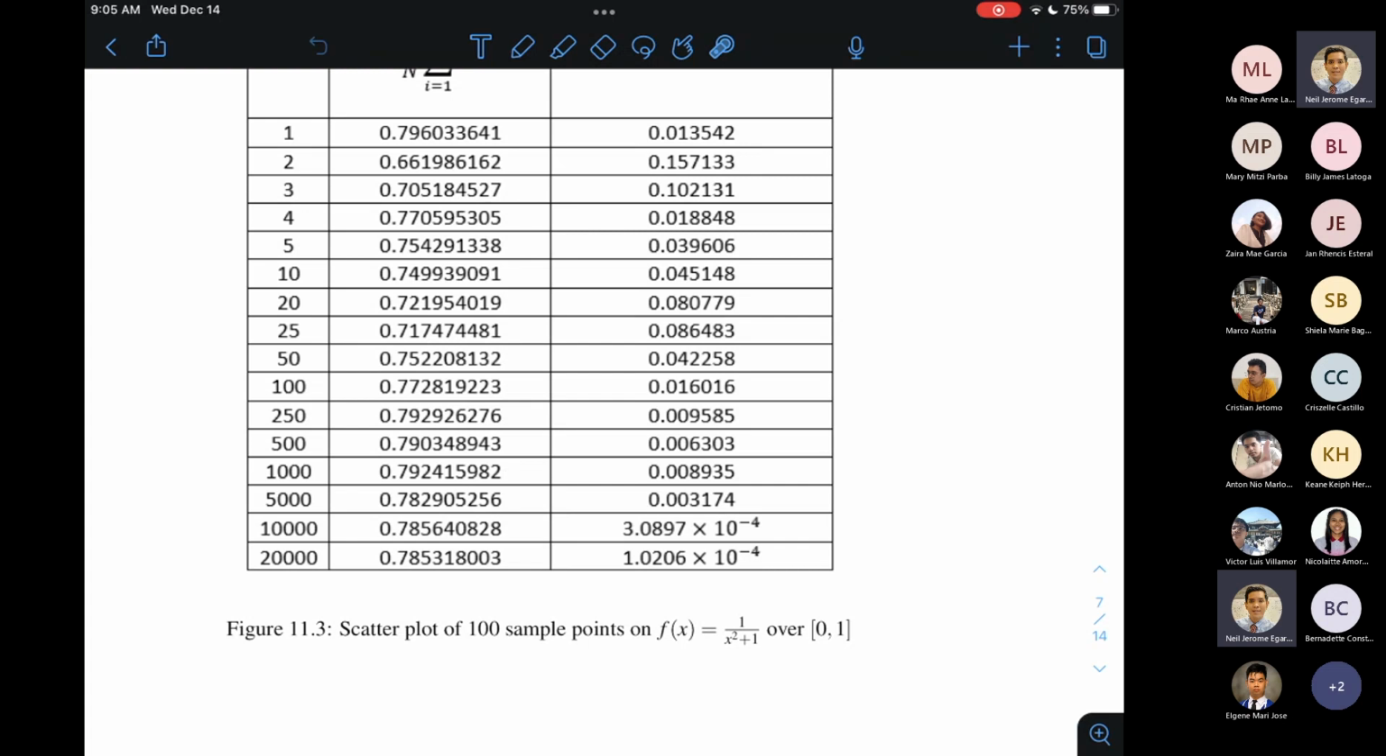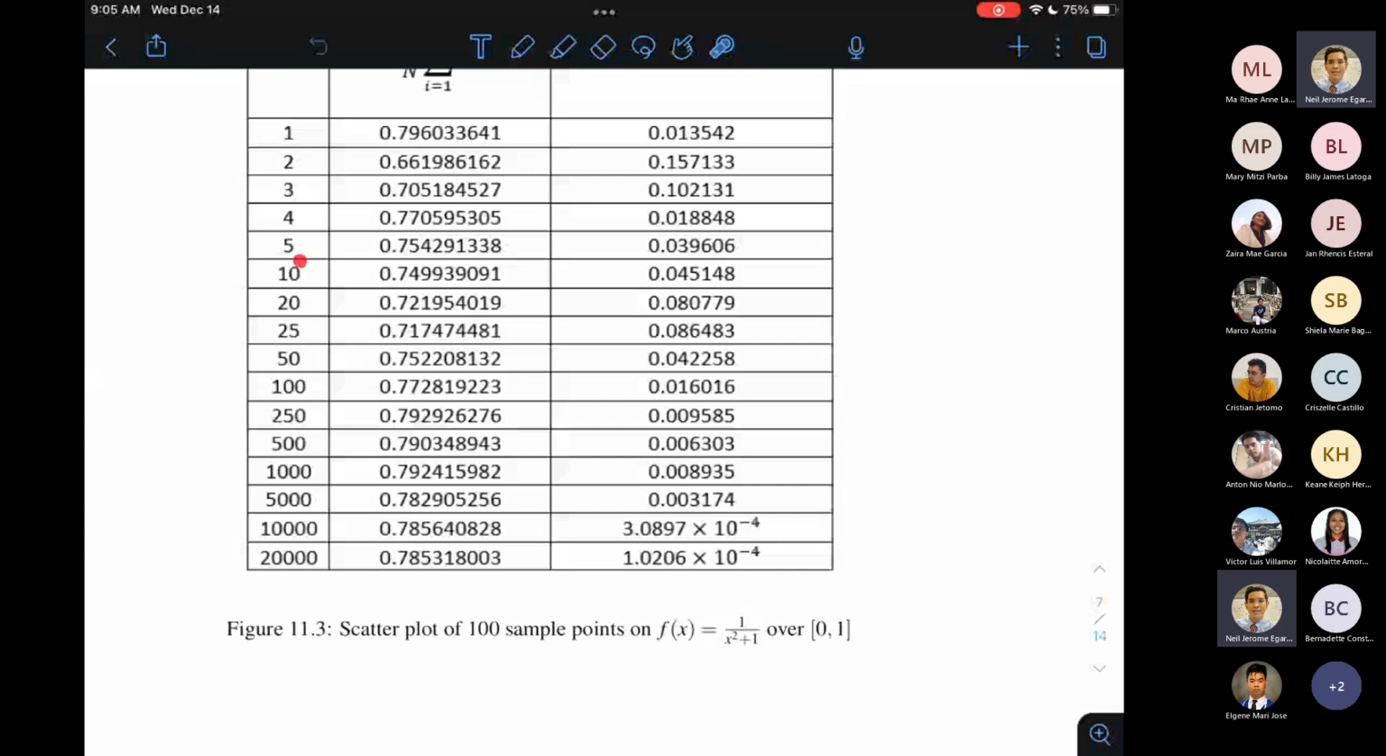Kasi hindi tayo nagsisave ng random numbers o yung mga results sa bawat isang random number. So usually, pipili ka na kagad ng capital N, tapos magdodraw ka na ng capital N random numbers, tapos magmo-Monte Carlo simulation ka na ulit. That's how it is usually done. Pero itong nasa figure 11.3 o table 11.3, gusto ko kasing i-observe yung epekto na nagdadagdag ako ng points.